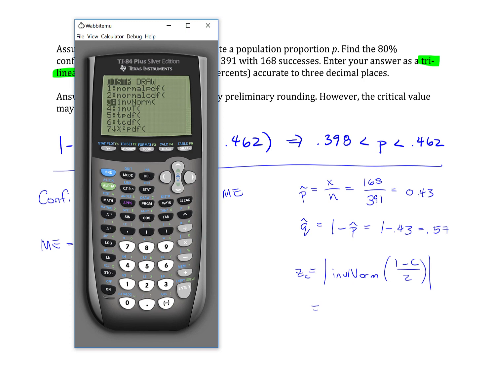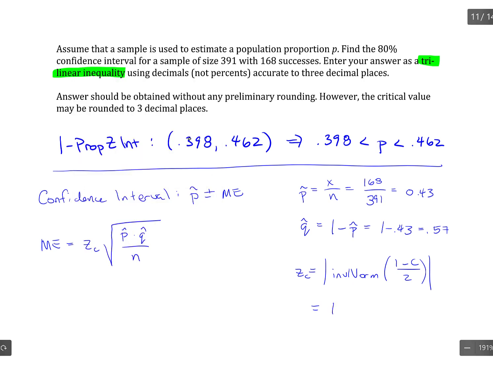So inverse norm, second in distributions, or second in vars, gives you the distributions menu. The area to the left we just found was 0.1. Now if you're not seeing this menu here, that's fine. Just type in 0.1 and press enter. It'll give you the answer. But if you are, make sure the mean is 0 and standard deviation is 1 so that you're on a standard normal distribution. Press enter a couple of times and you'll come up with, we'll say 1.28, because it did say to take the absolute value of that.